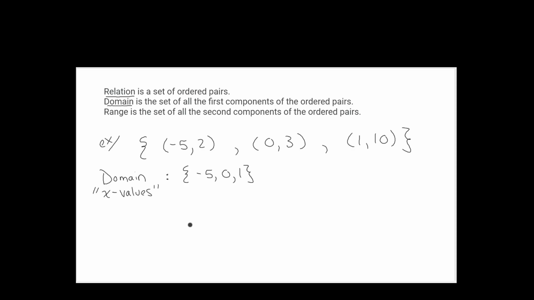And the same idea will be done for our range. Range is the set of all the second components of the ordered pairs. So for us, we're going to be looking at range, and we're going to be thinking about the y values. And because it's a finite set, it's really nice to just go ahead and list them in this set notation. We got 2 is the first one, 3, and we also have 10. And there's the range of this relation.